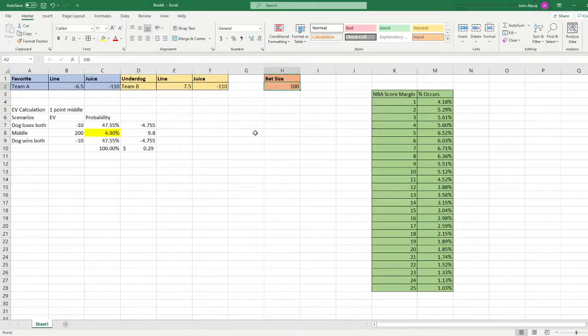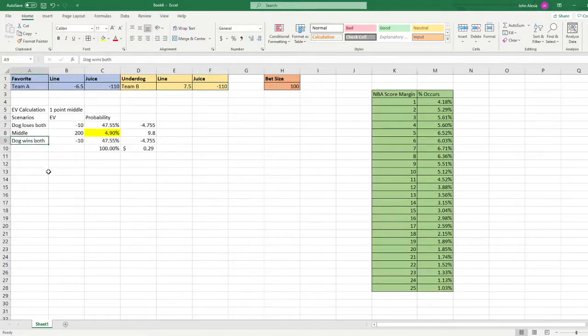Now, your bet size is going to be $100, and we'll do the calculations. This is the EV calculation for a 1 point middle. So the first scenario, we're going to have the dog losing both sides. How do we figure that out? If the dog loses both sides, that means the favorite has to win the game by 8 points or more. So they win the minus 6.5 bet, and we win $100 on that bet. We're going to lose $110 on the underdog at plus 7.5 because the game landed 8 or higher in the favorite's favor. So we lose $10.